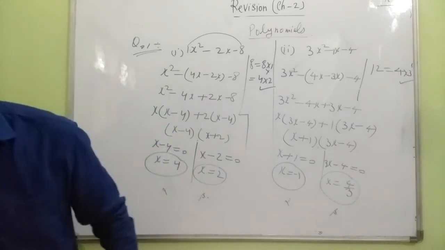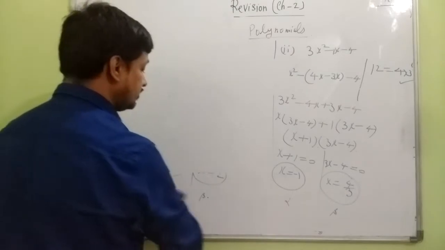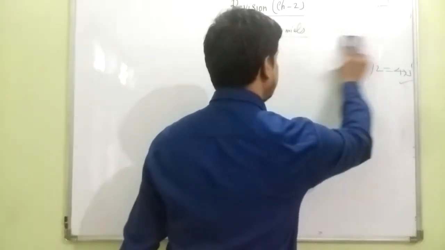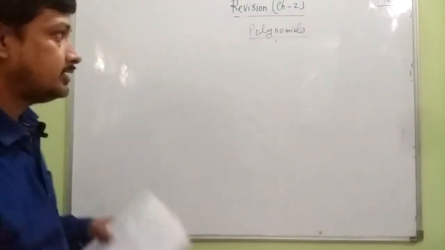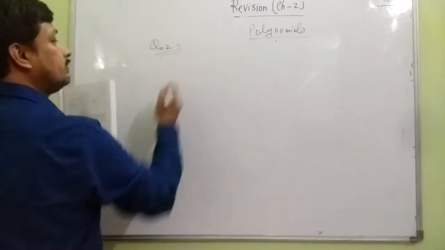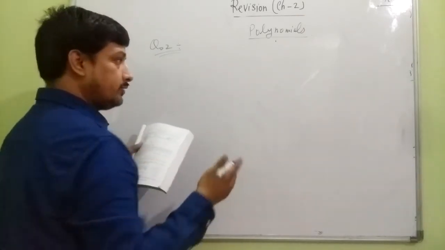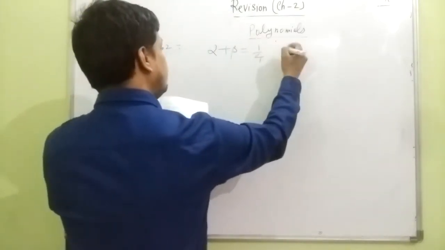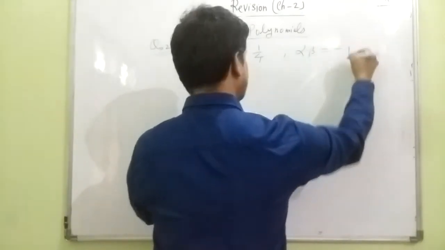Okay, after this, sometimes it happens that the sum of zeros, that is alpha plus beta, is given, and alpha into beta, that is the product, is also given, and the question is to find the quadratic polynomial. For example, for question 2, we have to find the quadratic polynomial for which alpha plus beta is given to be 1 upon 4, that is the sum of zeros, and alpha into beta is given to be minus 1.